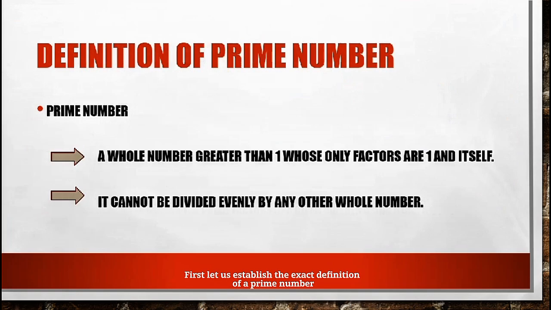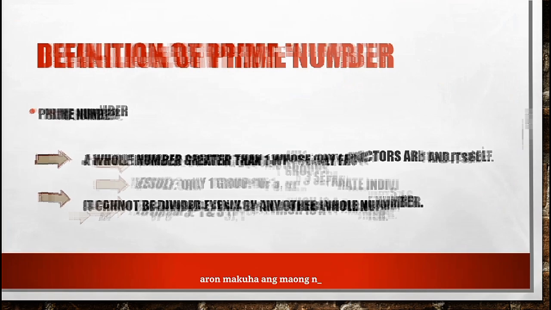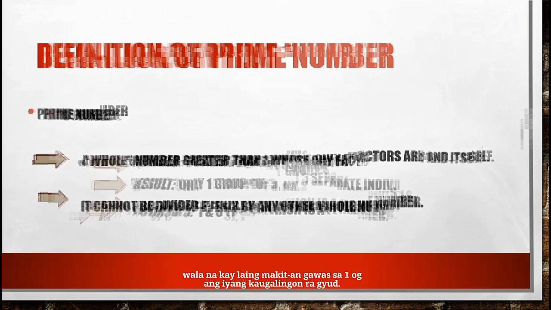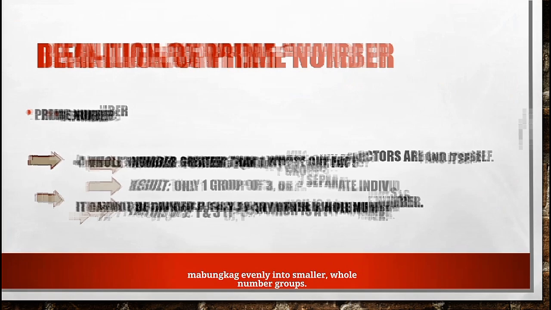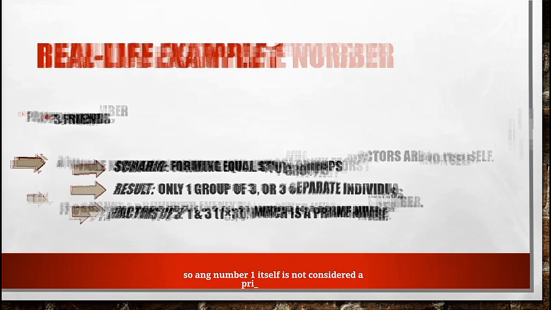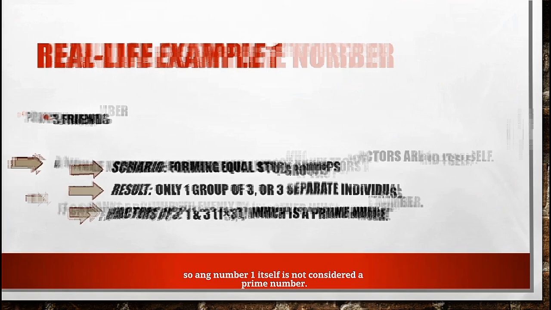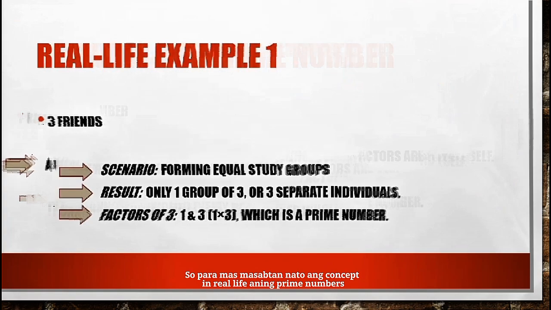First, let us establish the exact definition of a prime number. In mathematics, a prime number is defined as a whole number greater than 1 that has exactly two distinct factors, the number 1 and the number itself. So sa simple nga pagkasulti, if magtingka og numero nga pwedeng i-multiply aron makuha ang maong number, wala na kay makuha gawas sa 1 o ang iyang kaugalingon ra gyud. It is a number that cannot be divided evenly into smaller whole number groups. Keep in mind that the number must be greater than 1, so the number 1 itself is not considered a prime number.